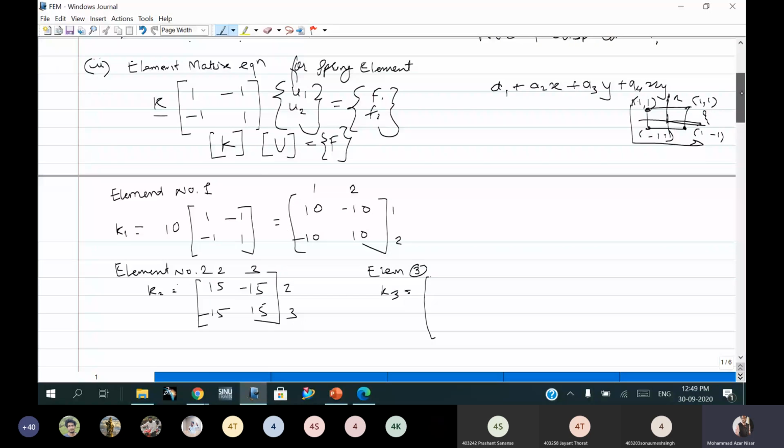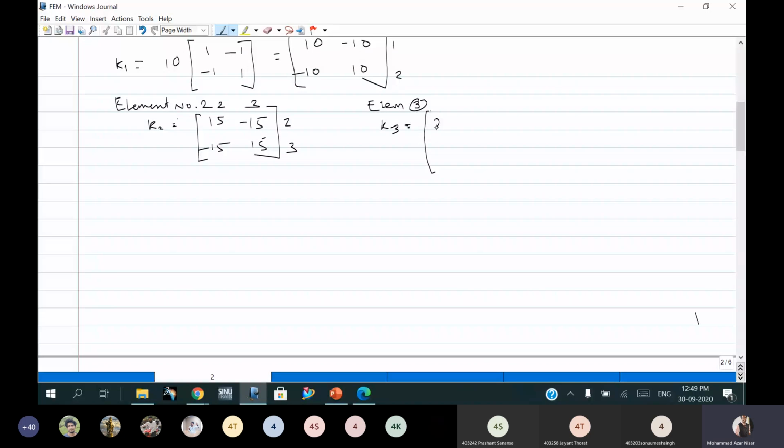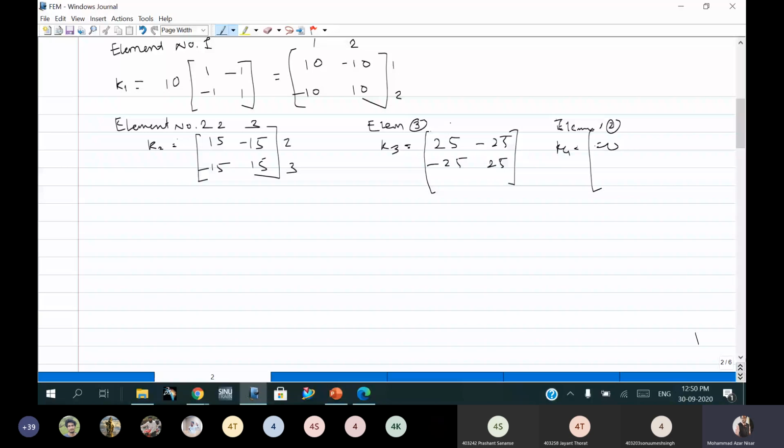25. So 25, minus 25, minus 25, 25. Okay. Next, for element number 4, I will write here element number 4, K4. So the stiffness value is 20, and this is in between nodes 3 and 4.